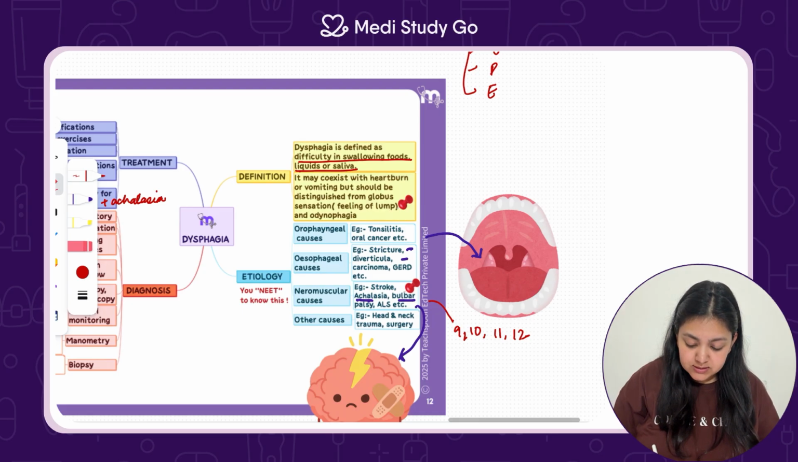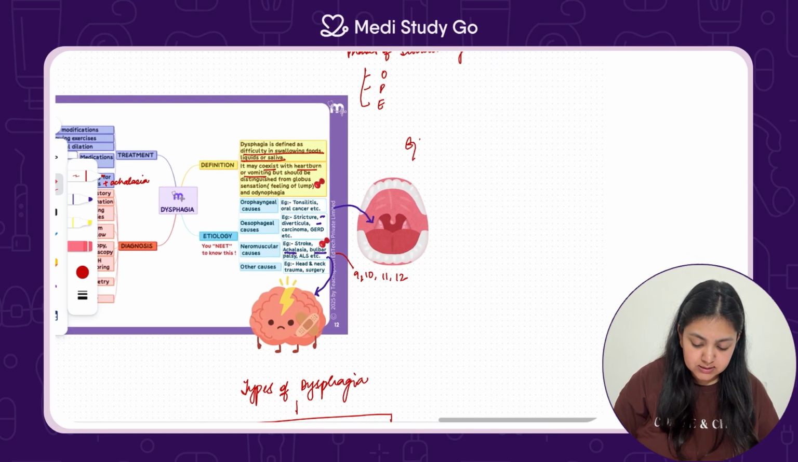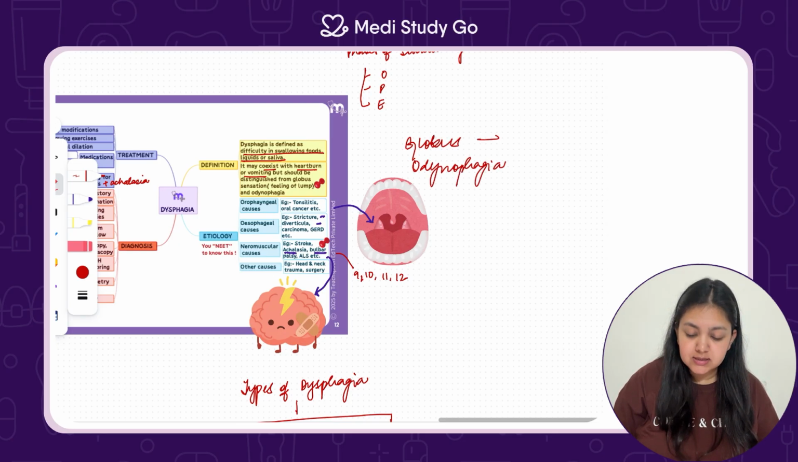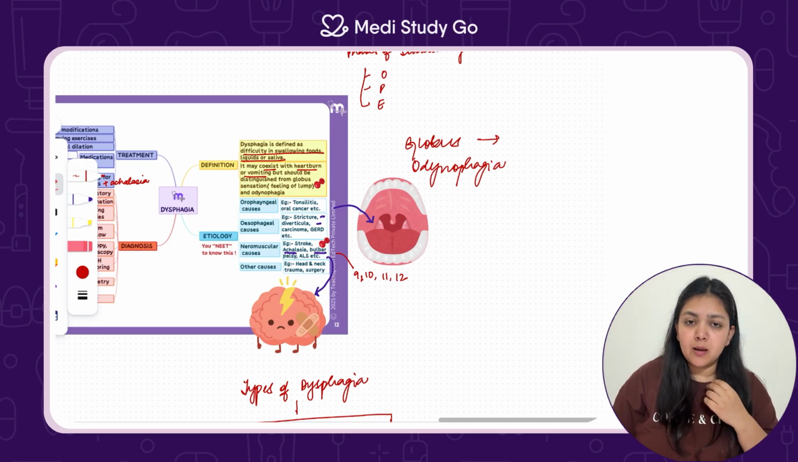It may coexist with heartburn and vomiting, but it must be distinguished from two things, which are globus sensation and odynophagia. Now, what is the sensation of globus? Globus sensation means the patient feels like a lump in his throat. Like the patient says, some lump is there and I cannot swallow what I'm eating. That is different from dysphagia. It can occur because of an actual obstruction in the esophagus. So that is something completely different.